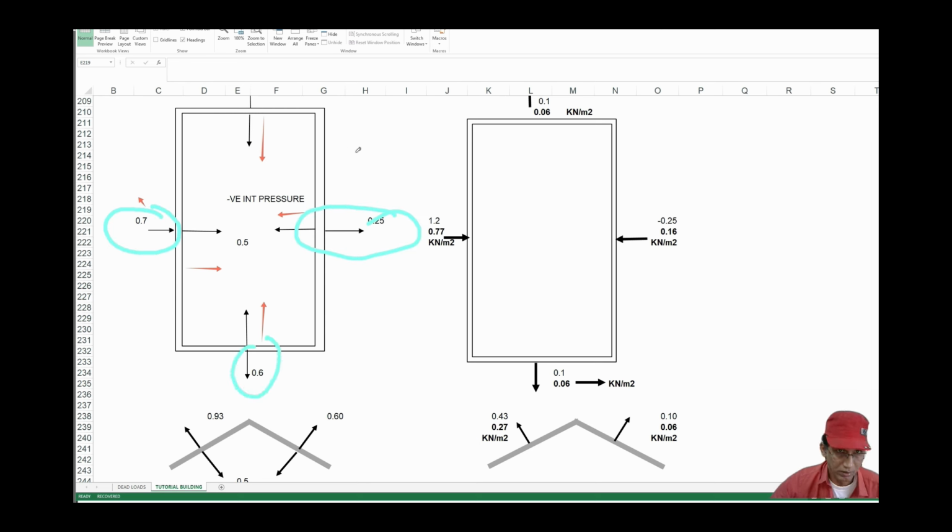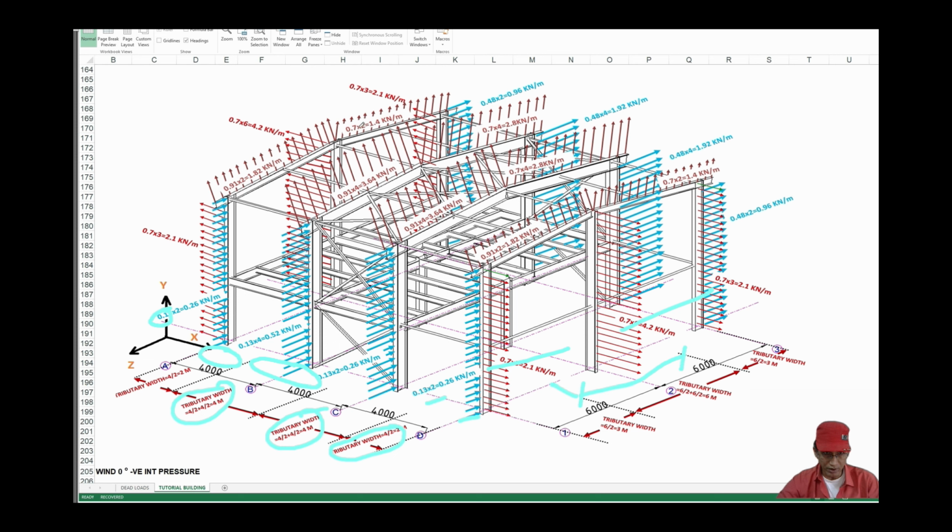We already had 0.7 as wind pressure in this direction. So 0.7 into, for this column the tributary width is 3 meter. For this column it will become 6 meter, half from this side and half from this side. Similarly for this rafter, for the gable rafter, the tributary width will be 2 meter. So 0.7 into 2 is equal to 1.4 kN per meter. 0.7 into 4 is equal to 2.8 kN per meter.